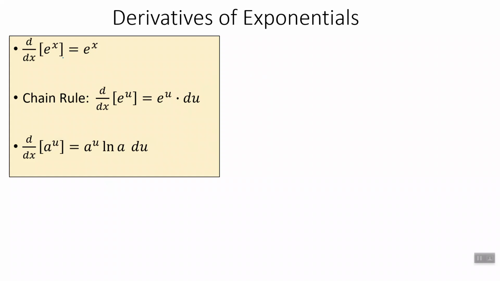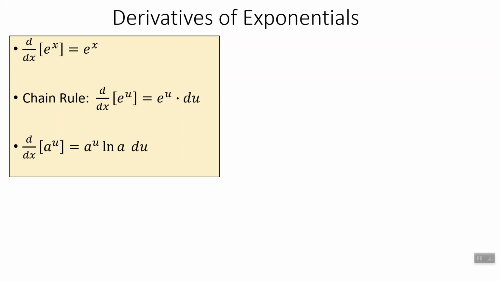Here is our derivative of an exponential. This is the easiest derivative we will do all year. The derivative of e to the x is e to the x. It's the only function whose derivative is the same as the original function. It does not change. Kind of neat.